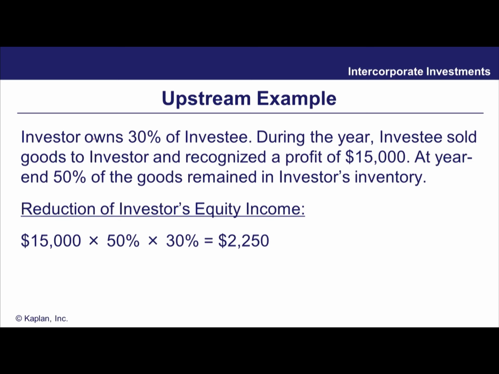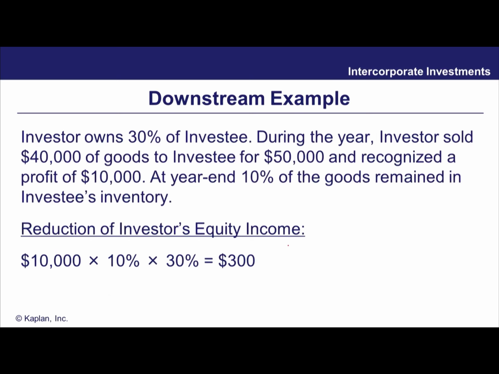So let's take 50% of the profit. The unconfirmed profit is $7,500. That's our unconfirmed profit. Our share of that, 30%, gives us 2,250. So we're going to reduce the net income in our one-line consolidation in the income statement by 2,250, our share of the unconfirmed profit.